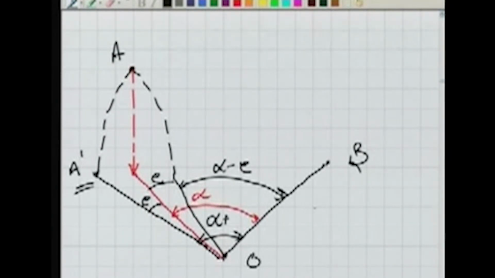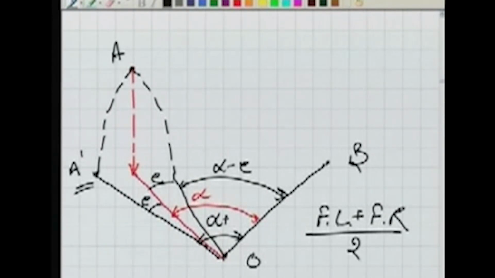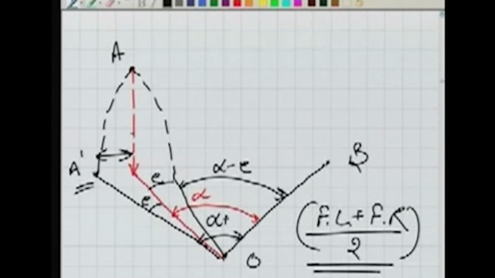So what we see is that if we take face left plus face right observations and their mean, this error can be eliminated, because in one case the error is positive and in the other it is negative. In one case it increases the angle value, in the other it decreases it. So when we sum these two up, they compensate. This is another example of the principle of reversal. Reversal means face left and face right, and by using it we can eliminate this error.